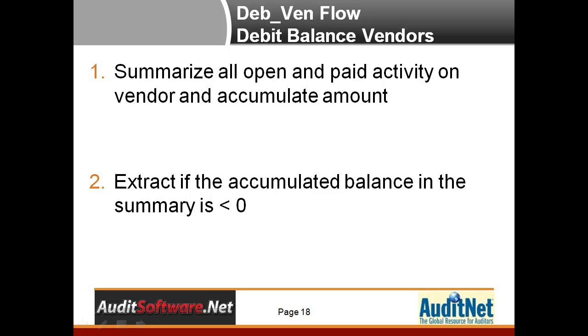So the first script that we'll take a look at is the Dead Ven script. What we're going to do is take all of the accounts payable activity, otherwise known as my invoices header file, or what I called in the payables test set the paid file. It has all open and paid activity, and each record or row is an invoice transaction. I'm going to summarize that activity on vendor and accumulate the amount. Once I do that accumulation, any amounts that are less than 0 are going to be debit balance vendors.